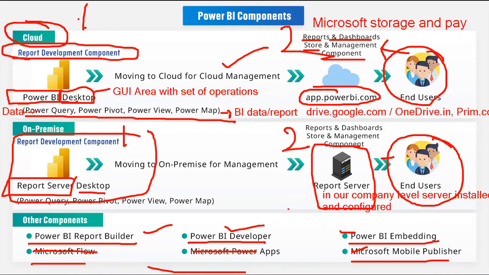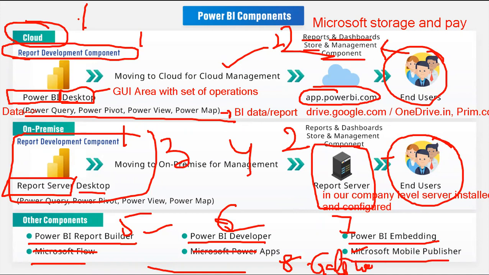So in total, how many components are available in Power BI? Strictly speaking: first component, second, third, fourth, fifth, sixth, seventh, and eighth important component, one called gateway. These are the 8 components available in Power BI.